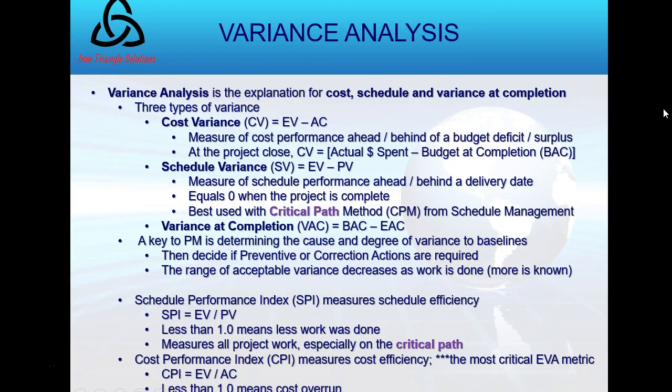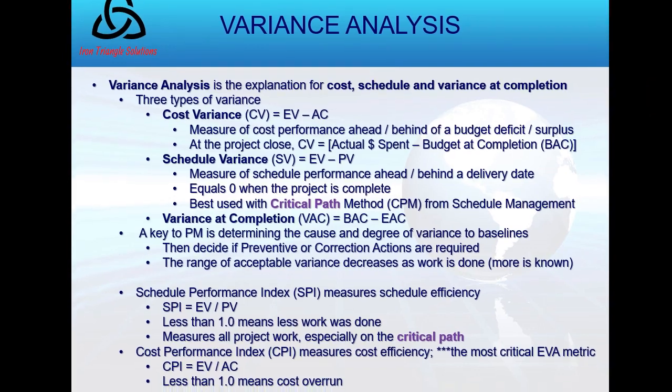Okay? So the PMBOK guide will talk about variance analysis. And this is actually a big improvement over previous versions of the PMBOK guide. So it's an explanation of cost and schedule and variance at completion. So let's look at those three formulas. For cost variance, I have CV. I have my earned value minus my actual cost. And this is really just giving me a measure of cost performance. Am I ahead or behind of the budget? Because it's cost. So do I have a deficit or a surplus?